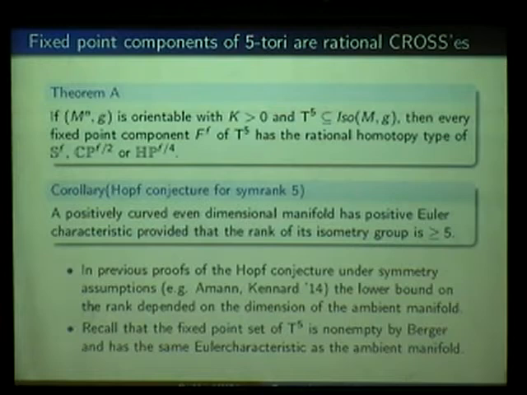So for dimension divisible by 4 logarithmic bounds were enough, but this is now the first time that you only have a fixed number. 5 is enough, right? Okay. Yes, okay, so that's the second part.